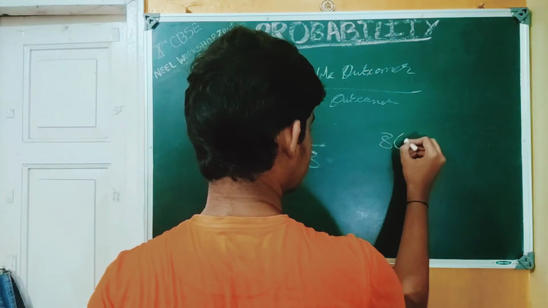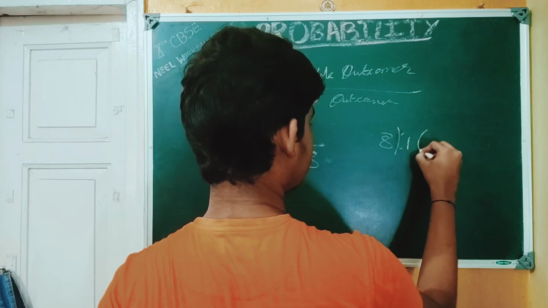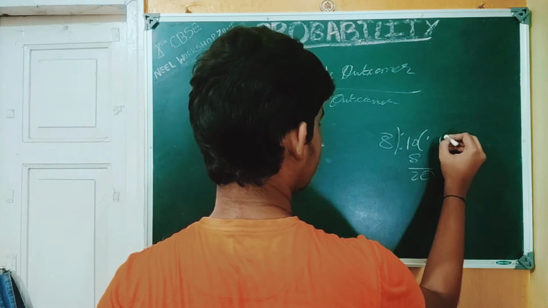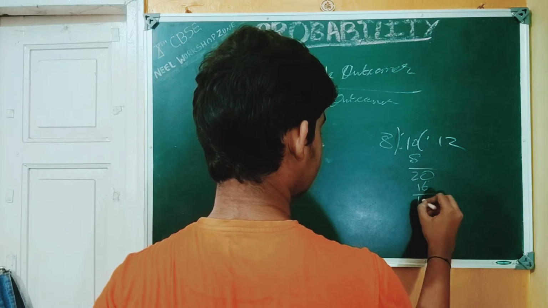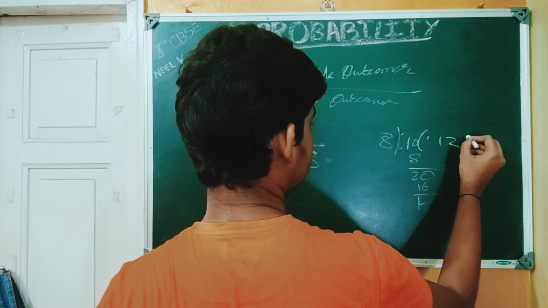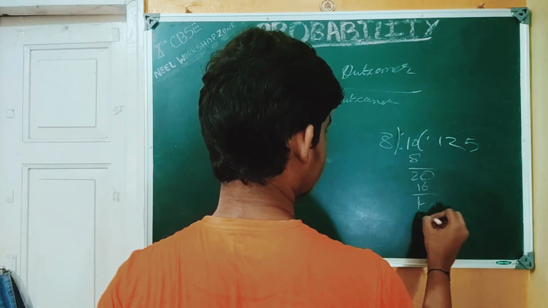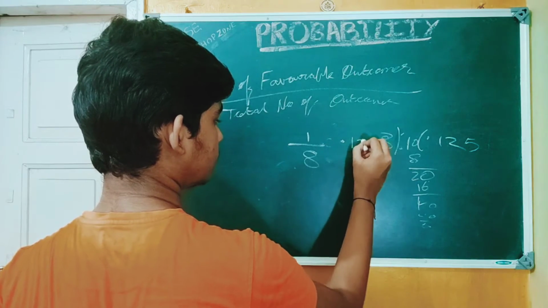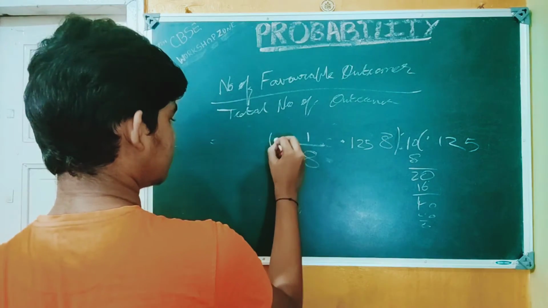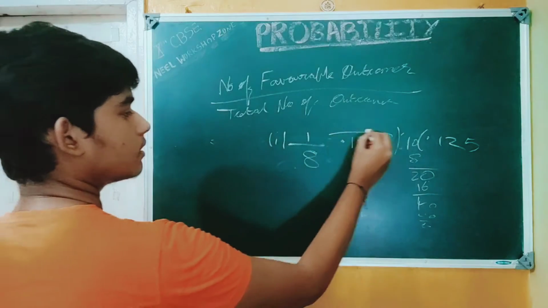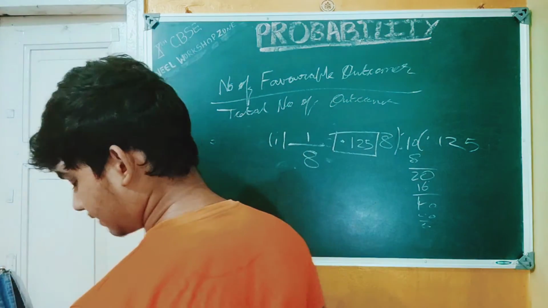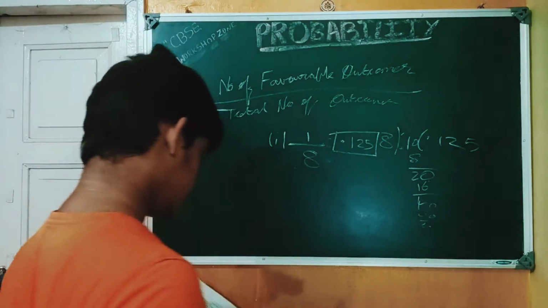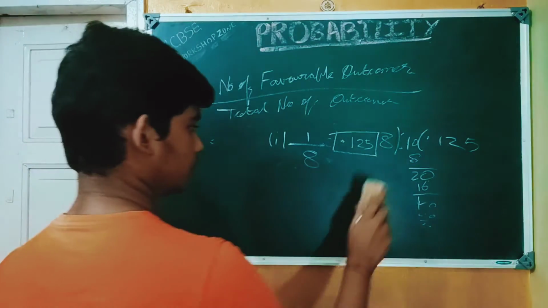So let's do some division. 1 divided by 8 is 0.125. So the answer for the first question is 0.125.